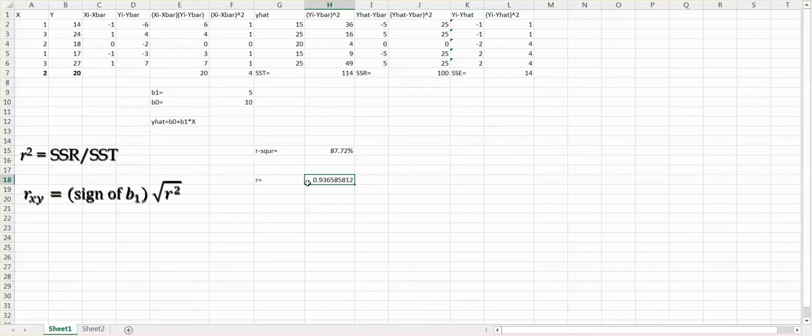So now the question is, will this one be positive or negative? When you calculate the coefficient of correlation based on R squared, you need to check the sign of B1, then decide whether R should be positive or negative. In this case, B1 equals 5, which is a positive number, so the sign of our coefficient of correlation should be positive. So we got R equal to 0.9365, which is a positive value and very close to 1. So x and y have a very strong linear relationship.